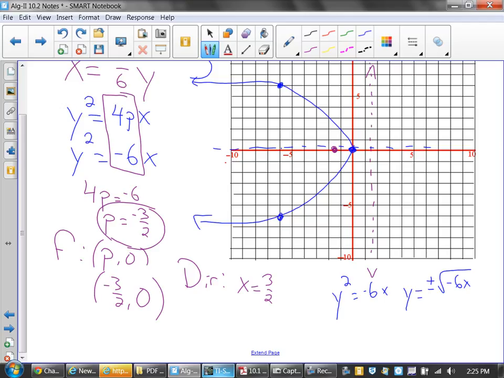Yes, sir. Why do you have to figure out the ordered pairs? You said that the curve was going to go left. I knew the curve was going to go left because the p-value was negative. Can you just wait until you figure out what it is?